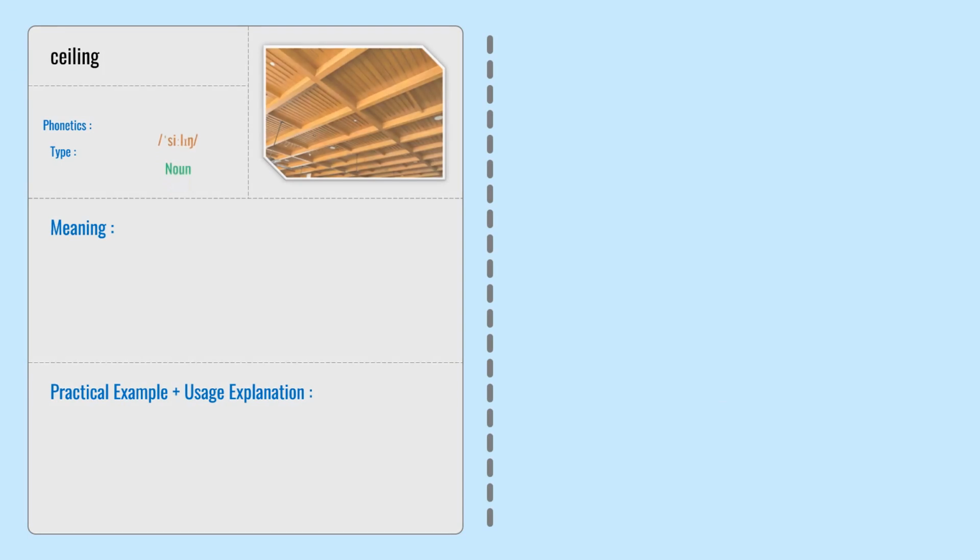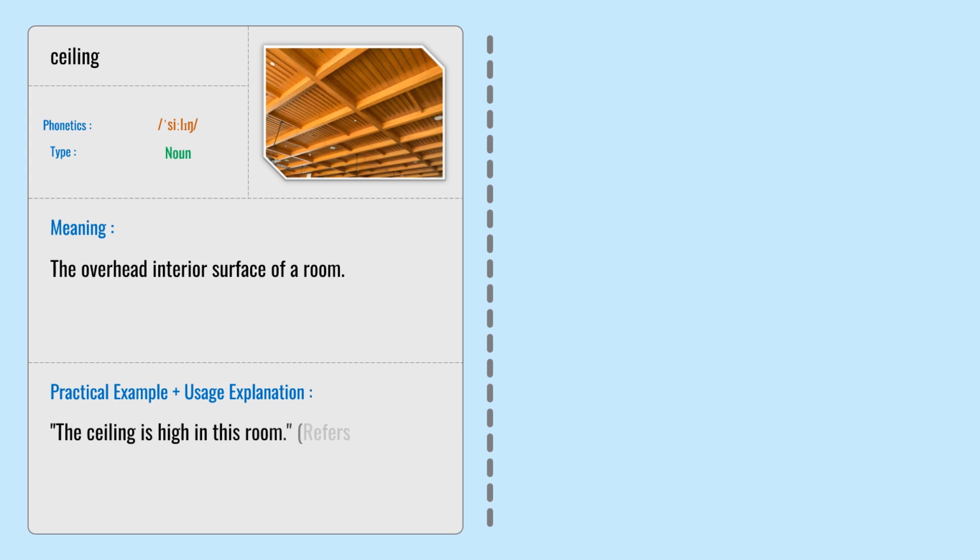Ceiling. The overhead interior surface of a room. The ceiling is high in this room. Refers to the upper surface of a room, opposite the floor.